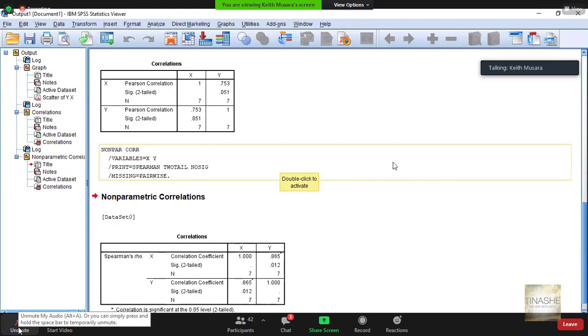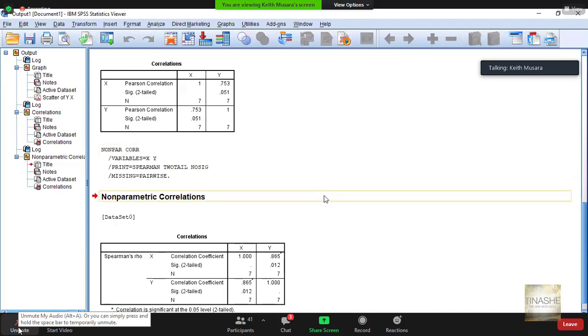So in our case, our p-value is greater than what? 0.05. So what do we do? In this case, we fail to reject H0. If you are failing to reject H0, what are we saying? We are saying rho is equal to what? To 0. That means the correlation coefficient is statistically insignificant at 5% level of significance.